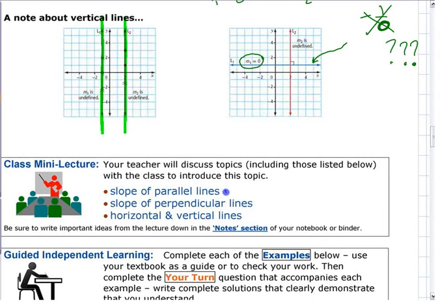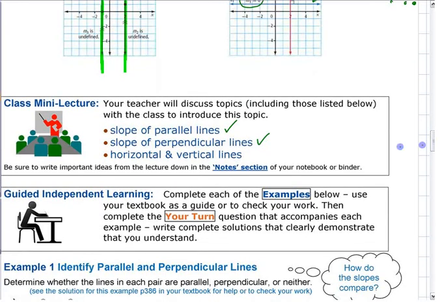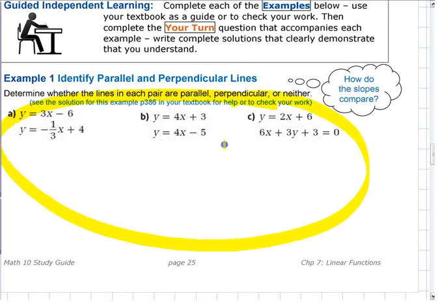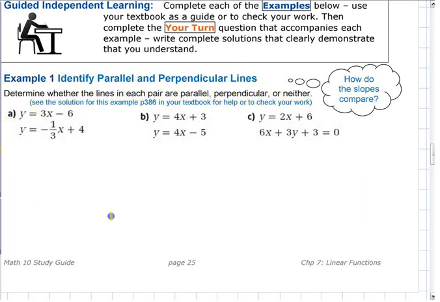We've talked about slopes of parallel lines. We have talked about slopes of perpendicular lines. We have really briefly talked about horizontal and vertical lines. There are some problems here for you to do. The first question asks you to determine whether these are parallel, perpendicular, or neither. If it's already in slope-intercept form, you can tell without graphing. Don't do these by graphing. Do these by just looking at the equation.